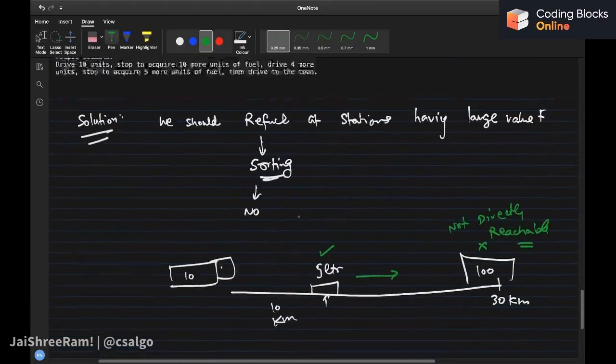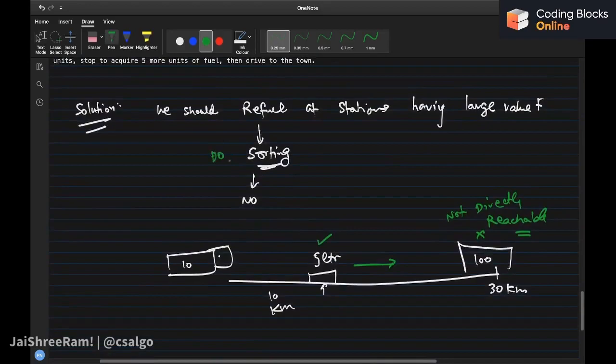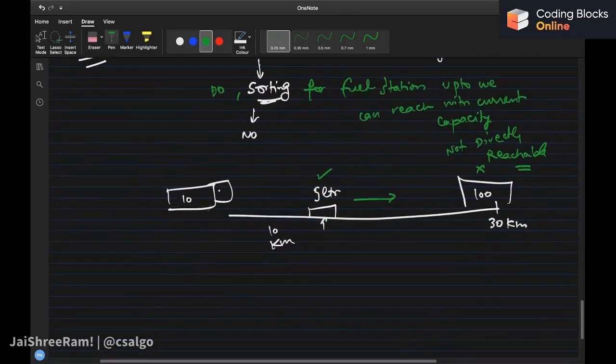So that is one thing. Okay, so what we need to do is sort the fuel stations up to which we can reach with the current capacity. Okay, so what I will do is keep on moving in the forward direction, and I will keep a note of fuel stations that are available.